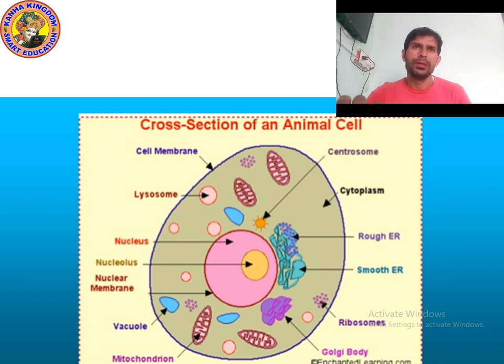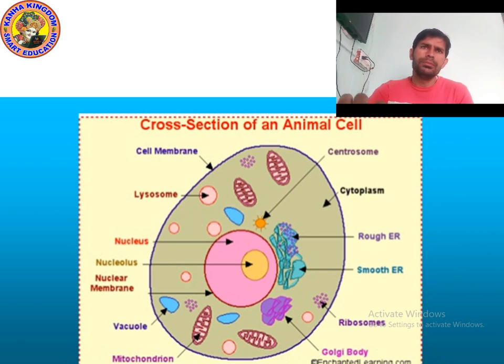There are different organelles present in plant cell and animal cell, like cell wall, lysosome, ribosome, chloroplast, Golgi body, nucleus, vacuoles, endoplasmic reticulum, plasma cell membrane. Yes, different organelles are present.